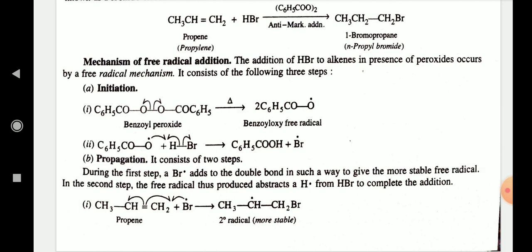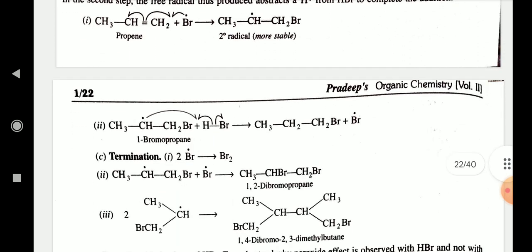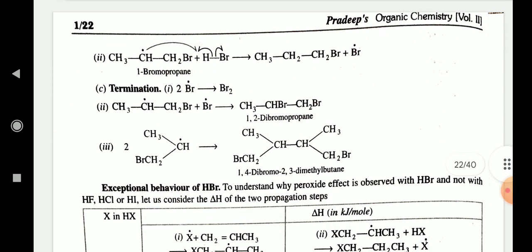The addition of HBr to alkene in presence of peroxide occurs by a free radical mechanism. It consists of the following three steps. First is initiation. Second is propagation, which consists of two steps. During the first step, a Br radical adds to the double bond in such a way as to give the more stable free radical. In the second step, the free radical thus produced abstracts an H atom from HBr to complete the addition. Third is termination.